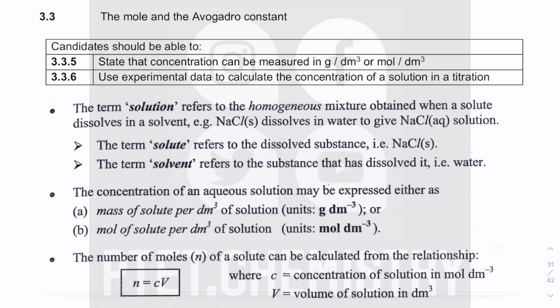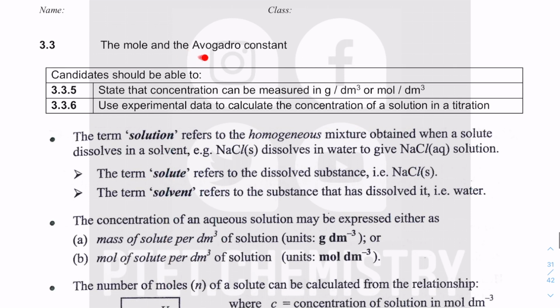So in this lecture tutorial, we'll continue with the mole and the Avogadro constant. This is to do with the idea of concentration, which is to do with solution chemistry. In the previous lecture tutorials, we have covered mole calculations involving masses. So mole is equal to mass in gram divided by molar mass or relative atomic mass in gram per mole.